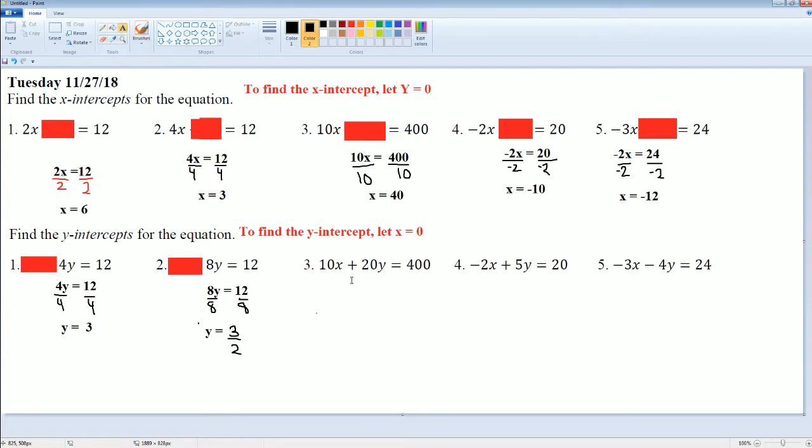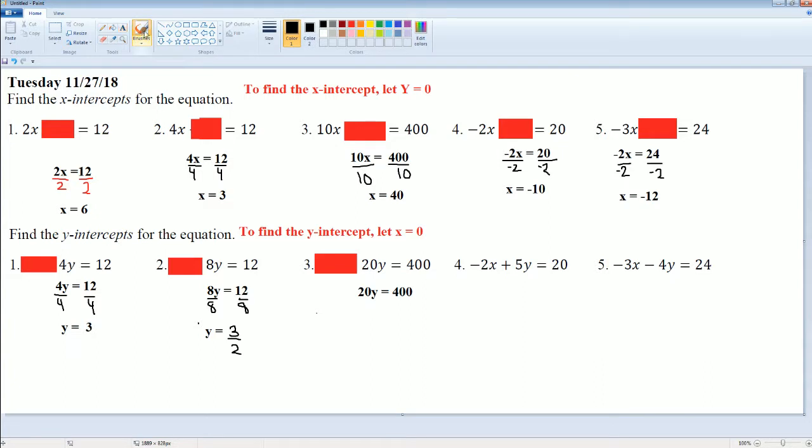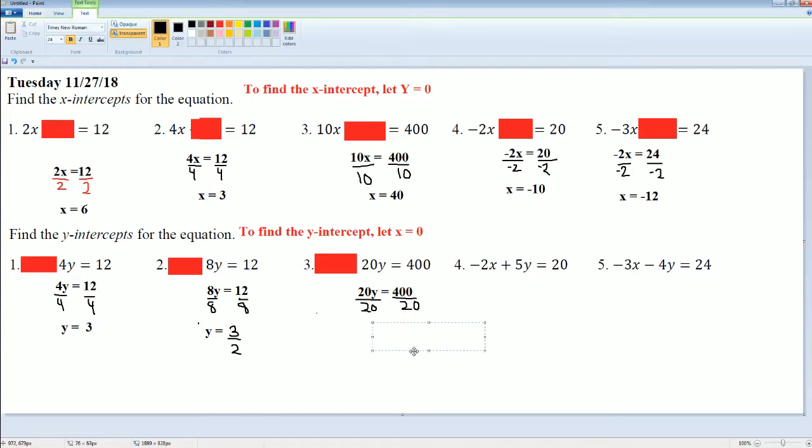Alright, let's do the next one. Okay, let x equal 0. So this is going to be 0. So 20y is equal to 400. Divide both sides by 20. And you get y is equal to 400 divided by 20. It's 20. Because 20 times 20 is 400.